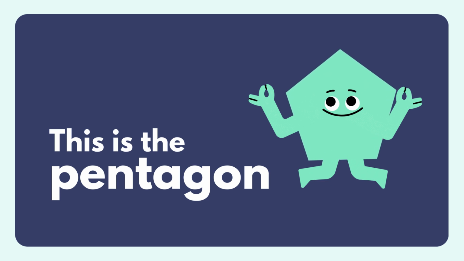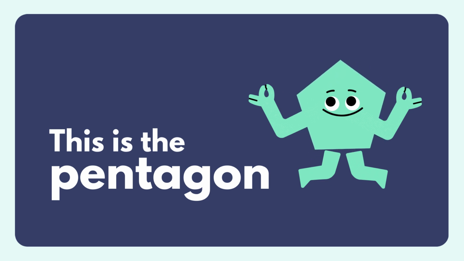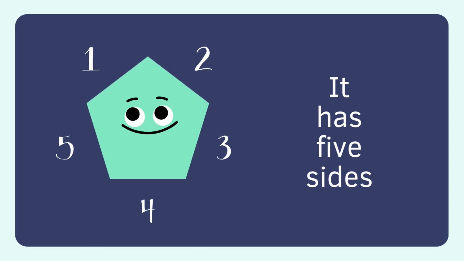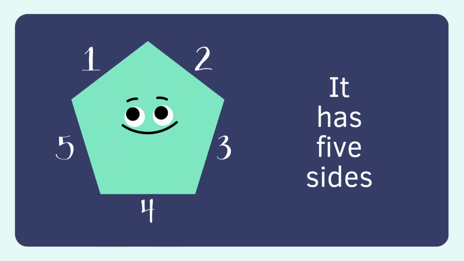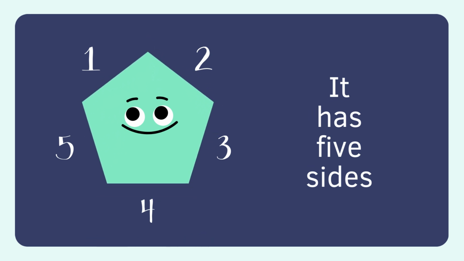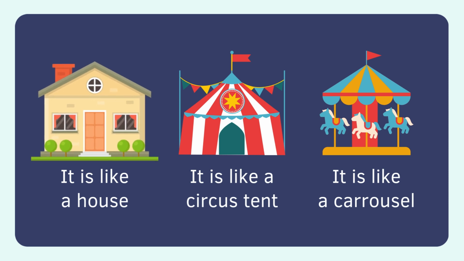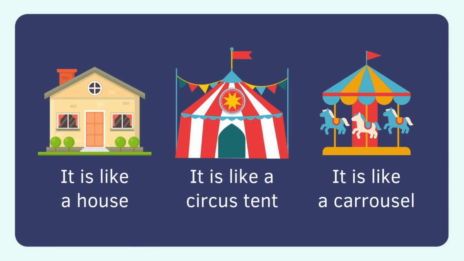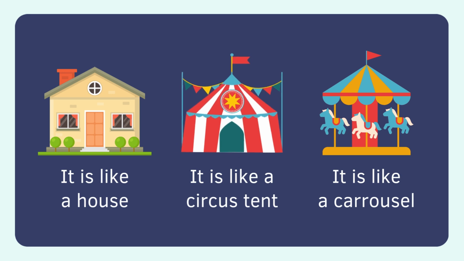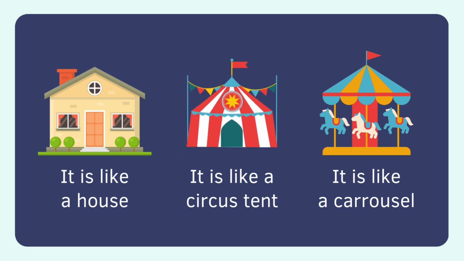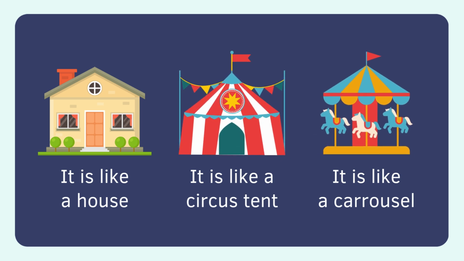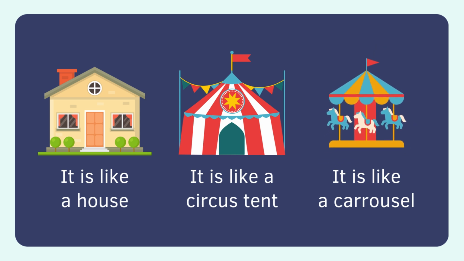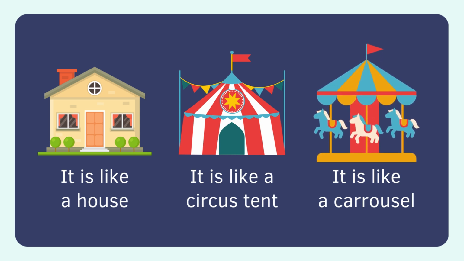This is pentagon. Pentagon. It has 5 sides. Hey, it's like a house. It's like a circus tent. Circus tent. Pentagon, carousel. It's like a carousel.